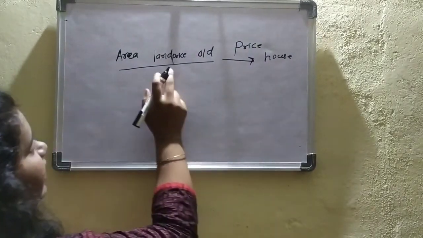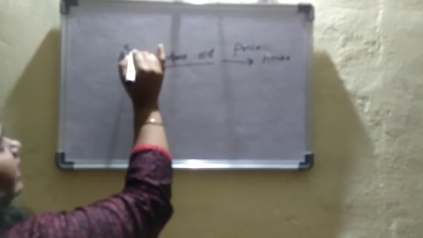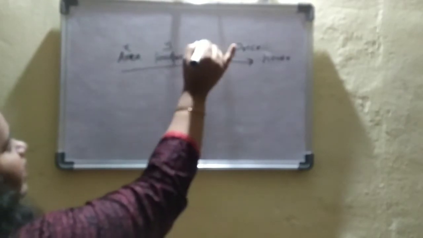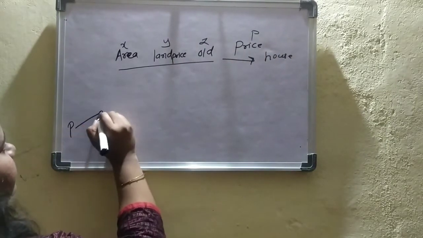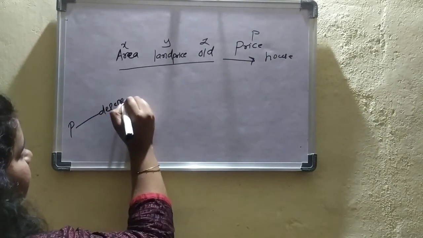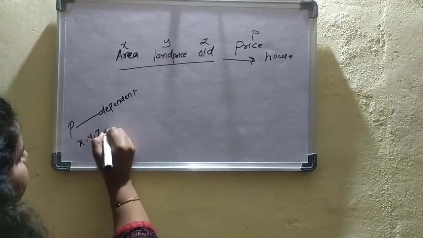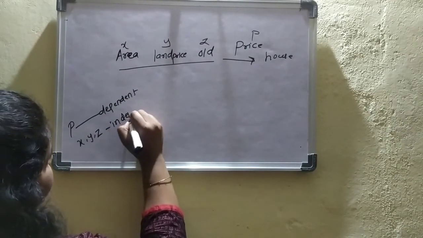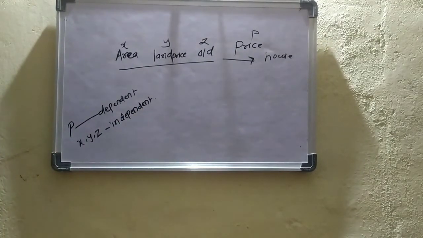So here there are three variables, x, y and z, and p is the price that we are predicting. So p is the dependent variable and x, y and z, these three, are the independent variables. So we want to predict the price, the dependent variable, based on these three independent variables. So how can we find it?